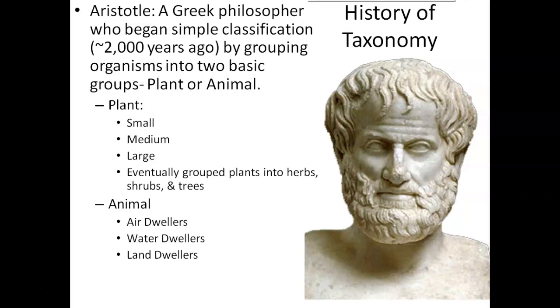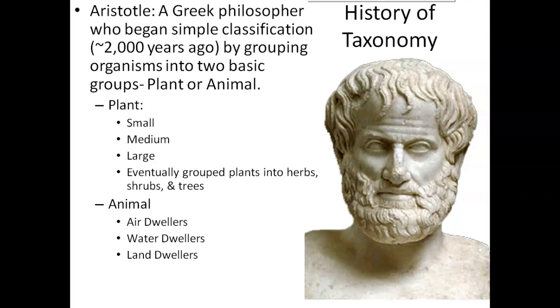And if he's only looking at herbs, shrubs, and trees, he's leaving out a lot of the flowering plants. He's leaving out the grasses. He's leaving out the vegetable plants. So there's a lot of things that don't fit into that, even in the plant kingdom. And then lastly, probably the other big issue with this is air dwellers, water dwellers, and land dwellers for animals. And if you think about it, okay, air dwellers.